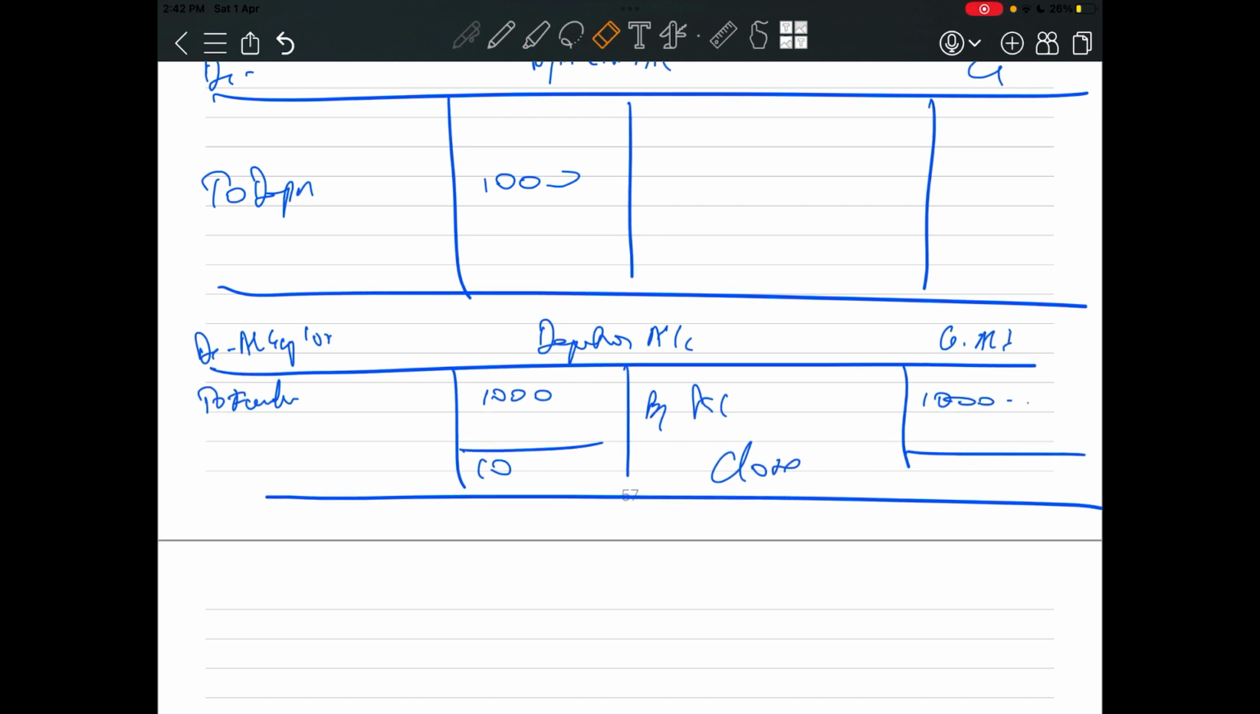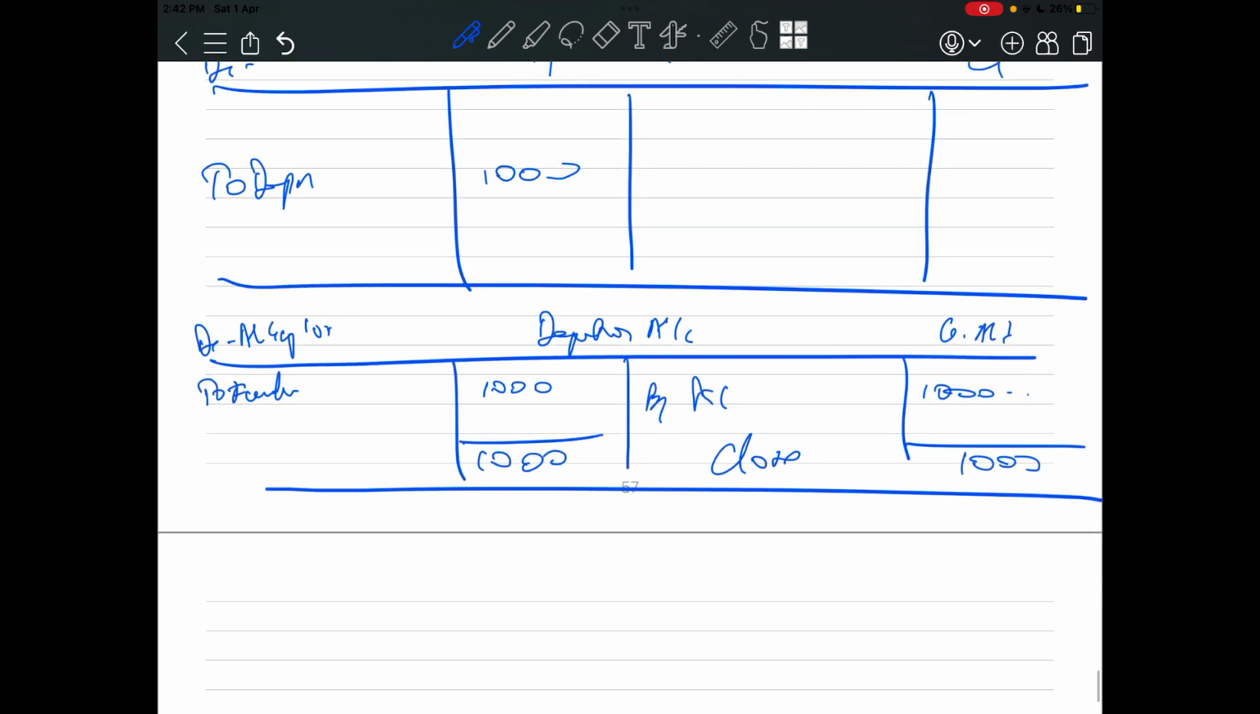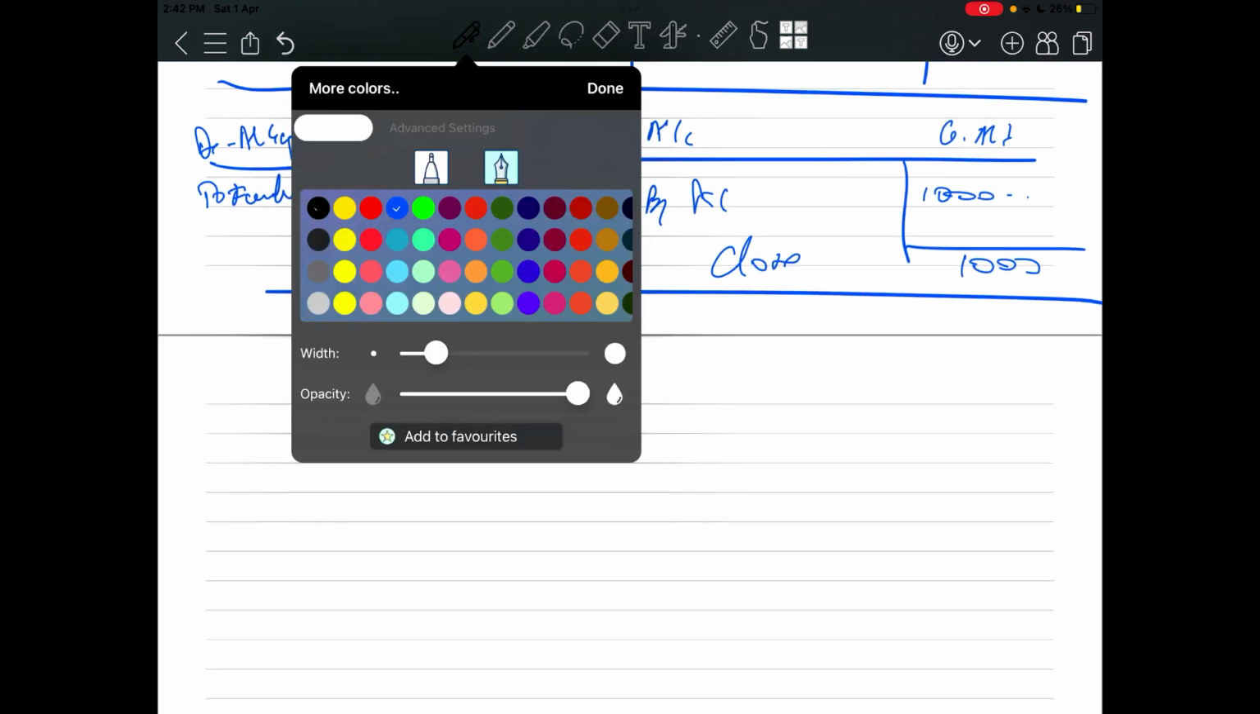There is no balance left anymore. 1,000 and 1,000. Done. So this is the reason why we call it nominal account. Okay. Now let's see another example.